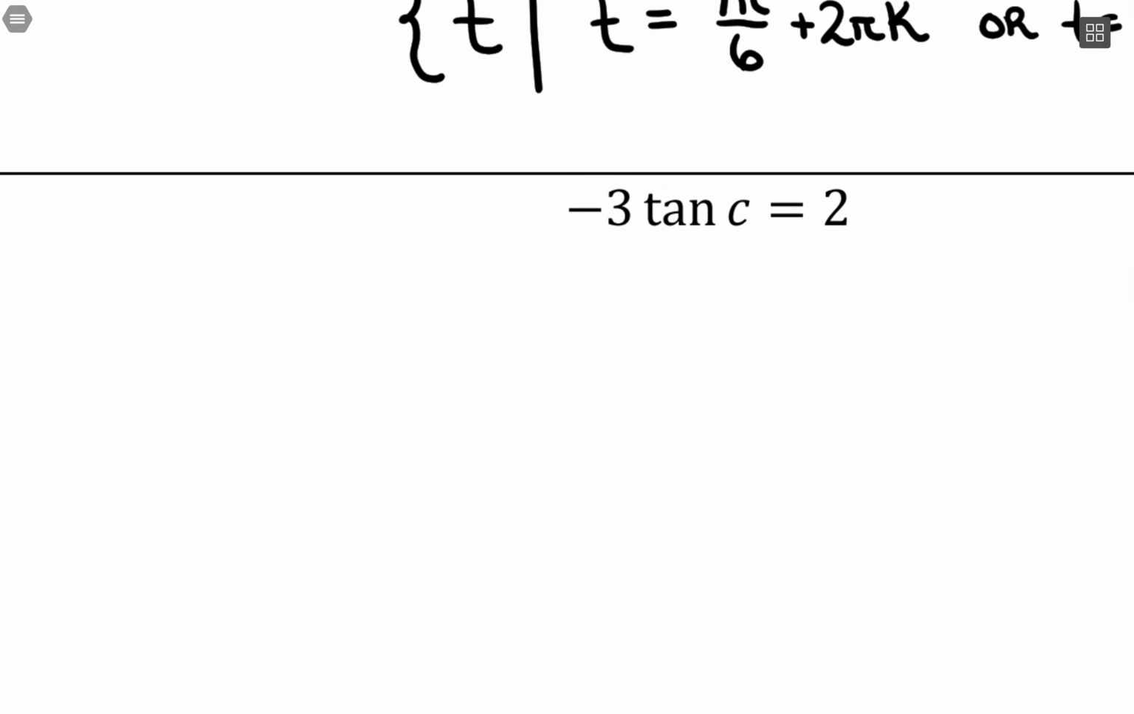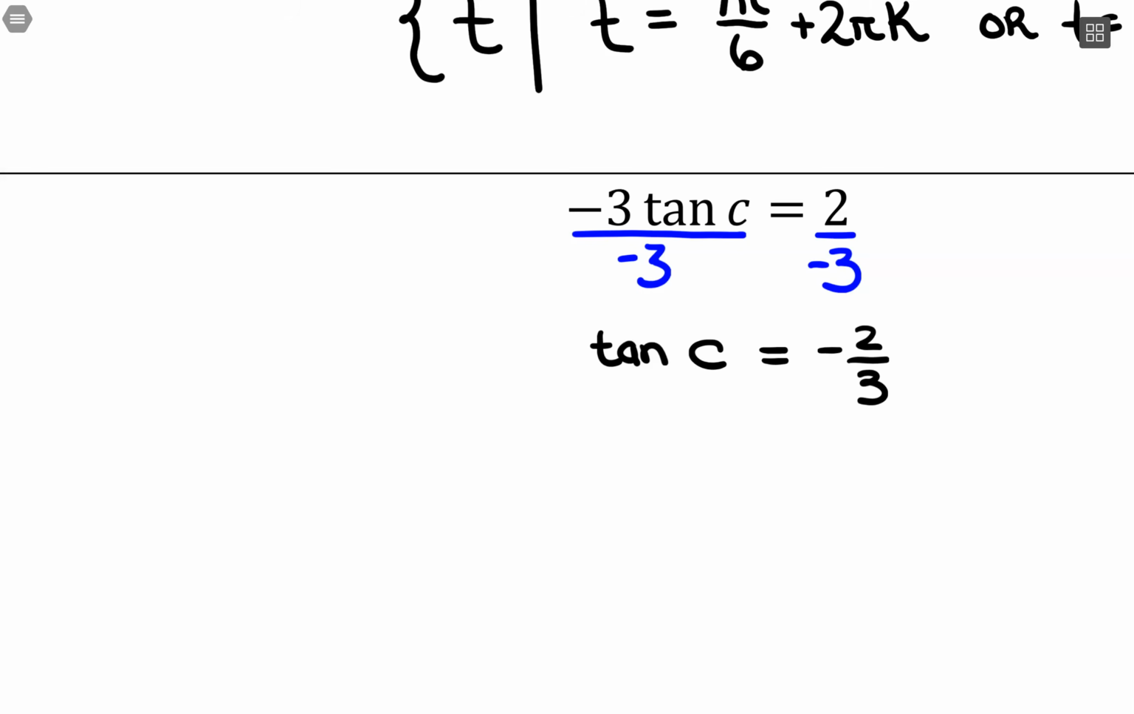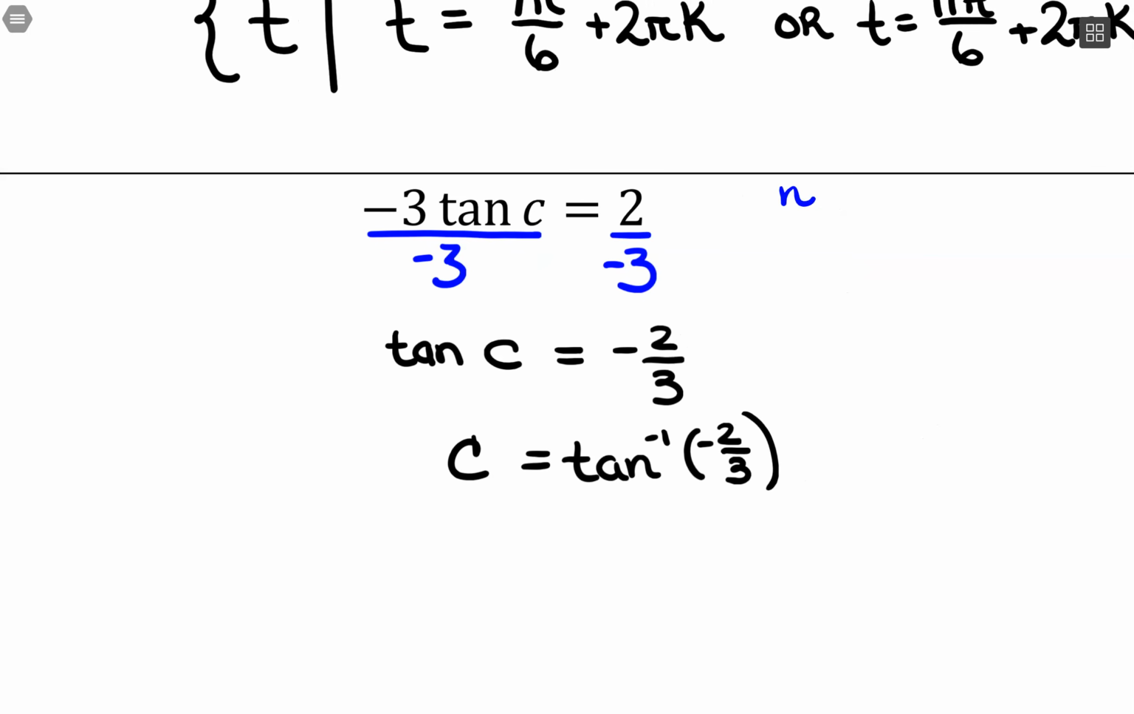All right, tangent. One last one here. I'm going to divide both sides by negative 3 so that I get tangent all alone on one side of the equation. I'm going to have tangent of c is equal to negative 2/3, which means c is equal to inverse tangent of negative 2/3. Now, with this one, first thing I'm going to notice is that negative 2/3, that's not one of our special values that we talked about, so I'm going to need the calculator for this one. I can make a little note here that this one needs a calculator.